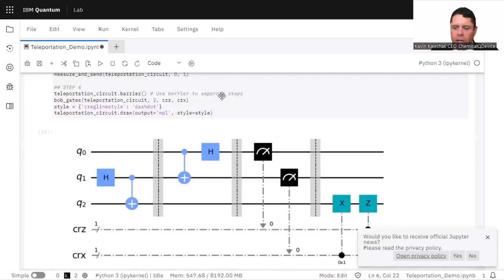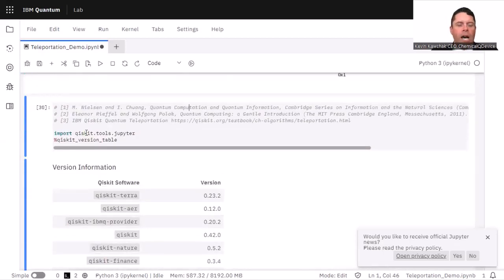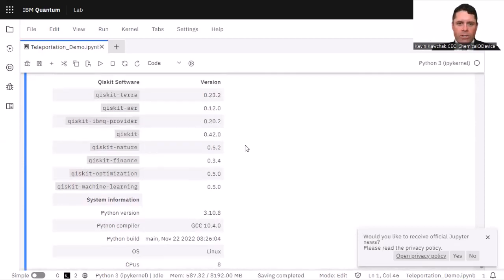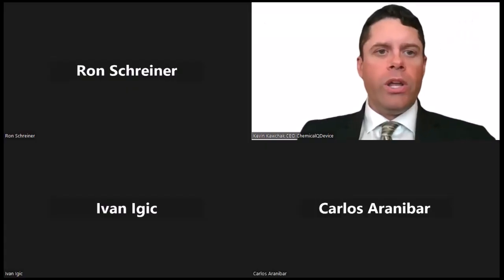And then so here's the credits. So this paper is Quantum Computation and Quantum Information, Cambridge is where it's coming from. Here's the Qiskit. And again, Qiskit is running at 8 CPUs and 32 gigs of RAM, or it should say 31. Basically things are being upgraded on their end. So that's pretty good. And so we're going to switch over to PowerPoint, and then that specific one.